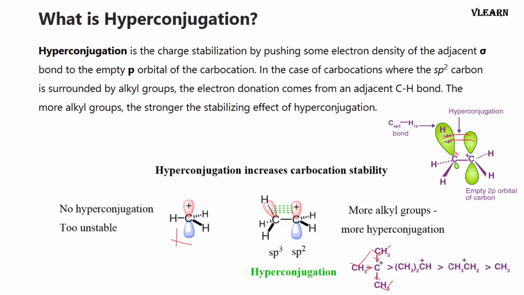And next we have one alkyl group substituted to the carbocation, so hyperconjugation occurs in one way. So this is also stable. Here there is no hyperconjugation for a methyl carbocation, so this is highly unstable. This is called hyperconjugation.